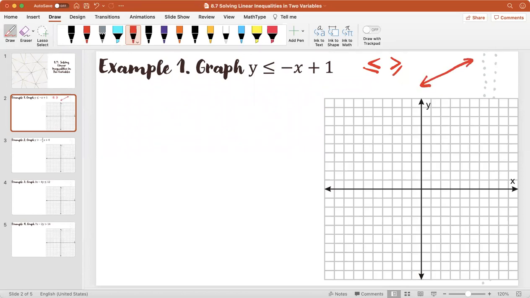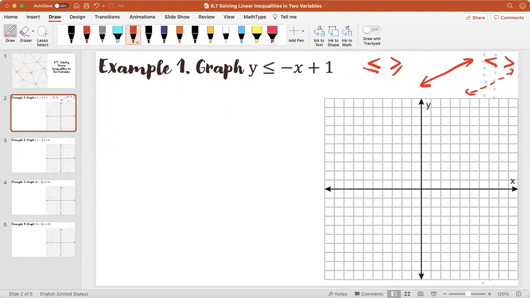But if you have the symbol less than or greater than, you'll be using a dotted line, or it could be a dash line. I usually use a dash line. And we use this for the boundary line.